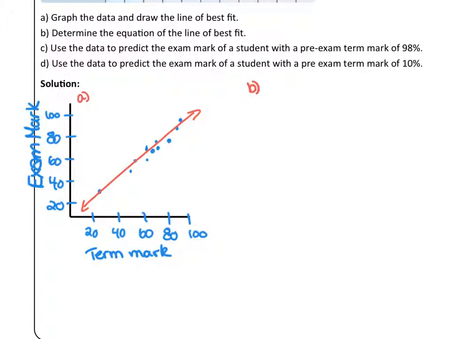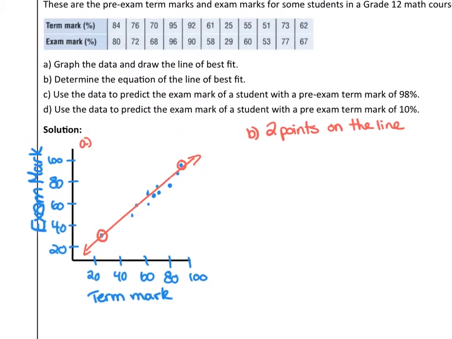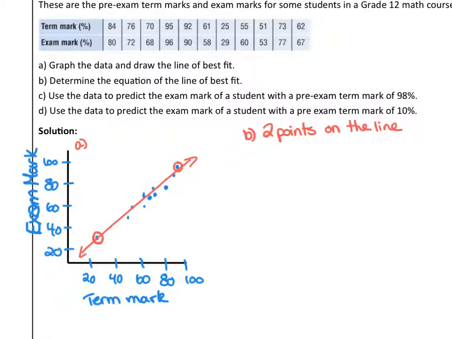For B, in order to determine the equation of the line of best fit, I always try to pick 2 points that are on the line, that actually go through the line. So I'm going to pick this point here, and I'm going to pick this one up here. Now, that means that I have the points (25, 29) and point (95, 96).